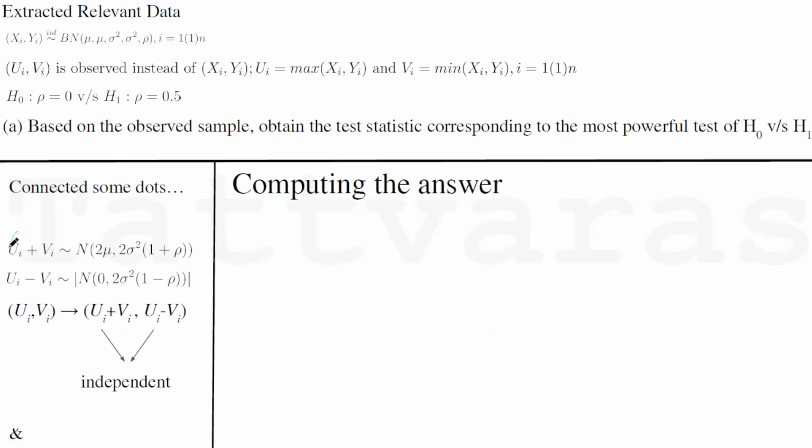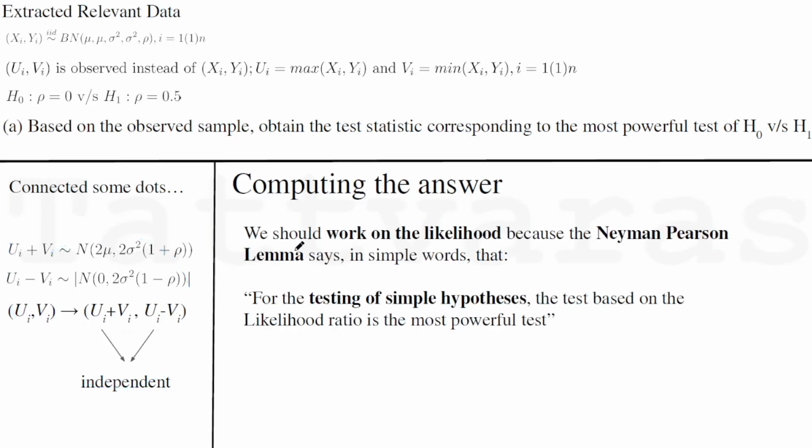Now we have a good base with this, and we can go with computation. And then we'll use the Neyman Pearson lemma for that, because we need to figure out how to go about this most powerful test. And what that lemma simply states, and this you can write in the answer, is that when you're dealing with simple hypotheses, the test based on the likelihood ratio is the most powerful test. Now let's see how this one line is going to give us the answer.